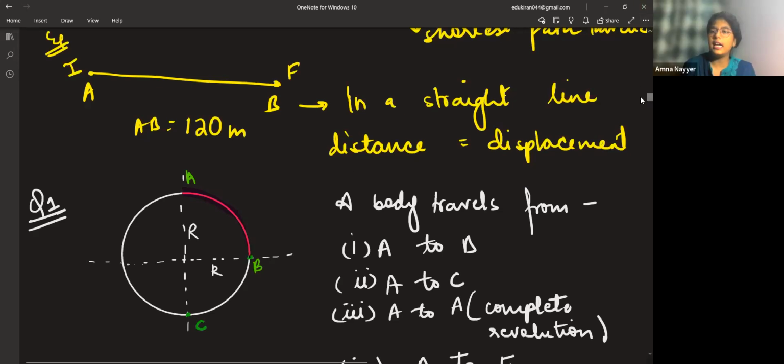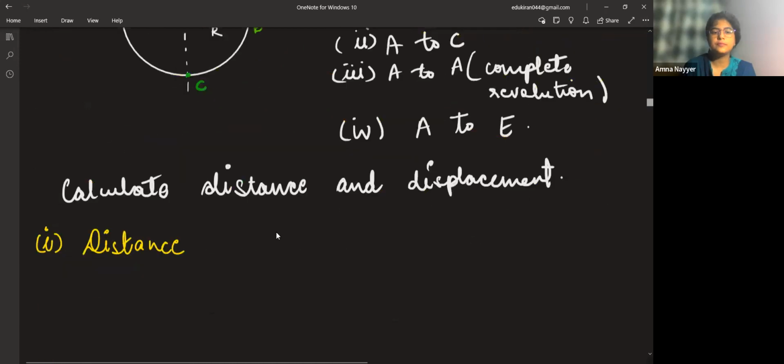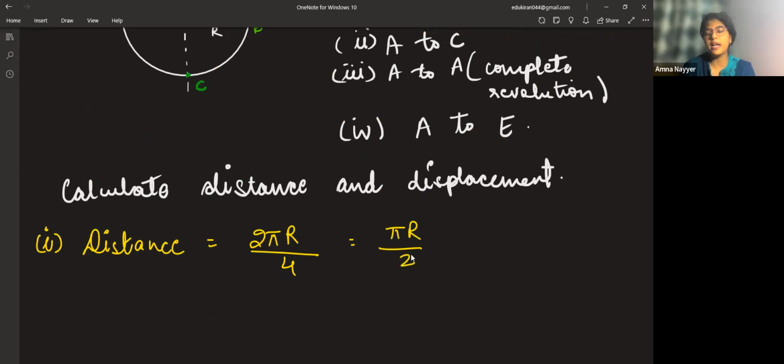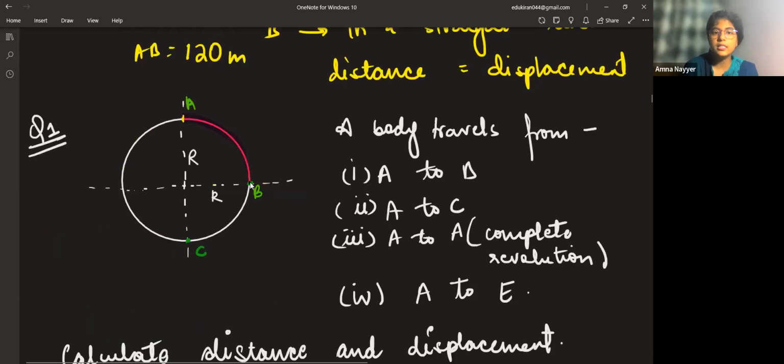So the entire distance becomes 2 pi r divided by 4. So that becomes pi r by 2. This is the distance. Now talking about the displacement. So what did I tell you? You have the initial point, you have the final point. In displacement, we straight away join the initial with the final point.